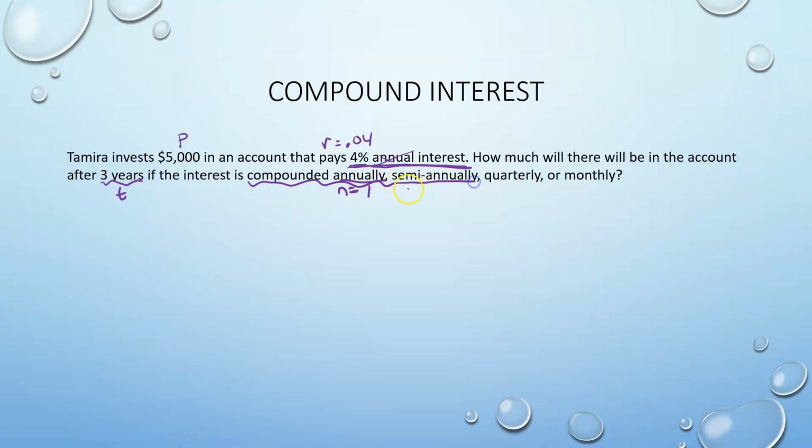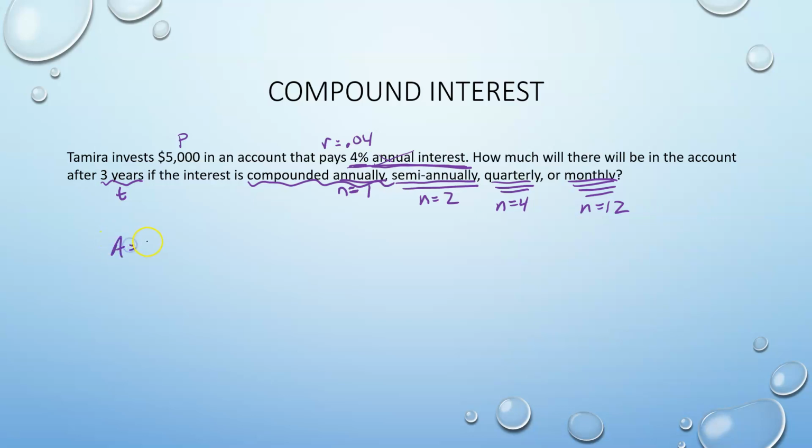Then it wants me to find semi-annually. Well, that's 2 times a year, so N is 2. Wants me to figure out quarterly. That's 4 times a year. And finally, monthly is N equals 12. So it actually wants me to do 4 separate problems within this one. Let's do the first couple together.